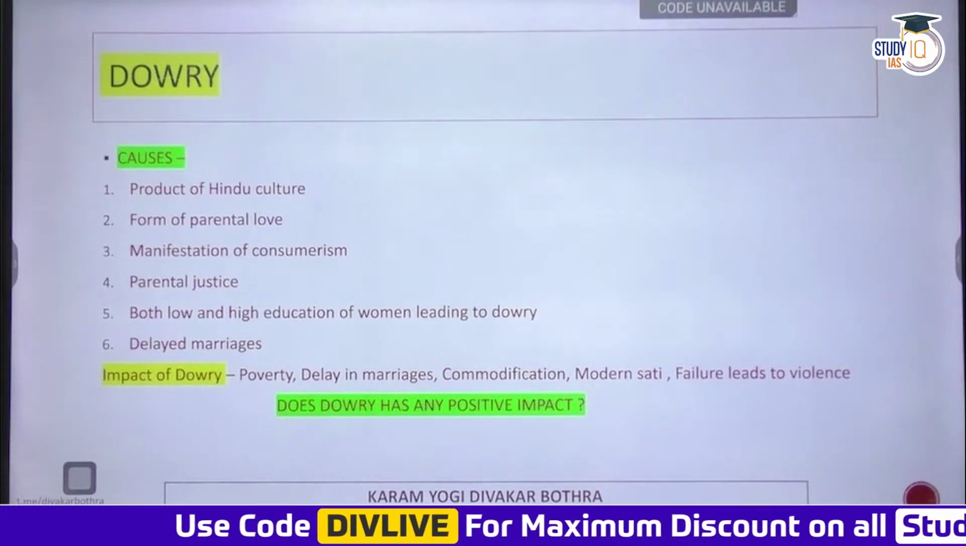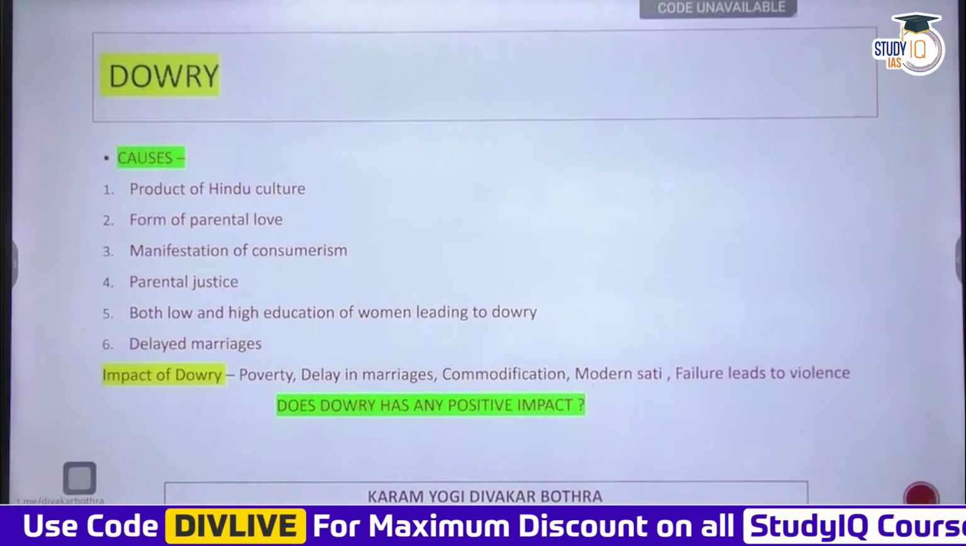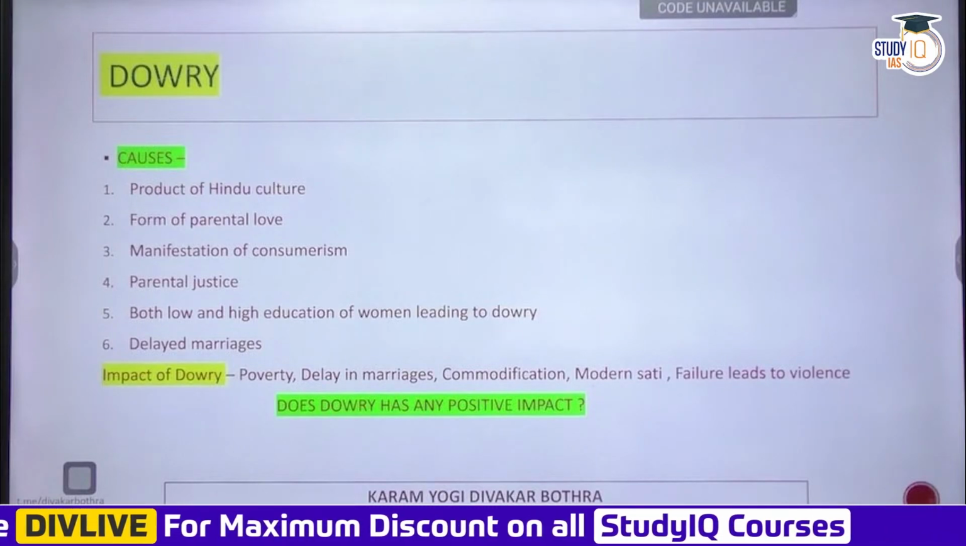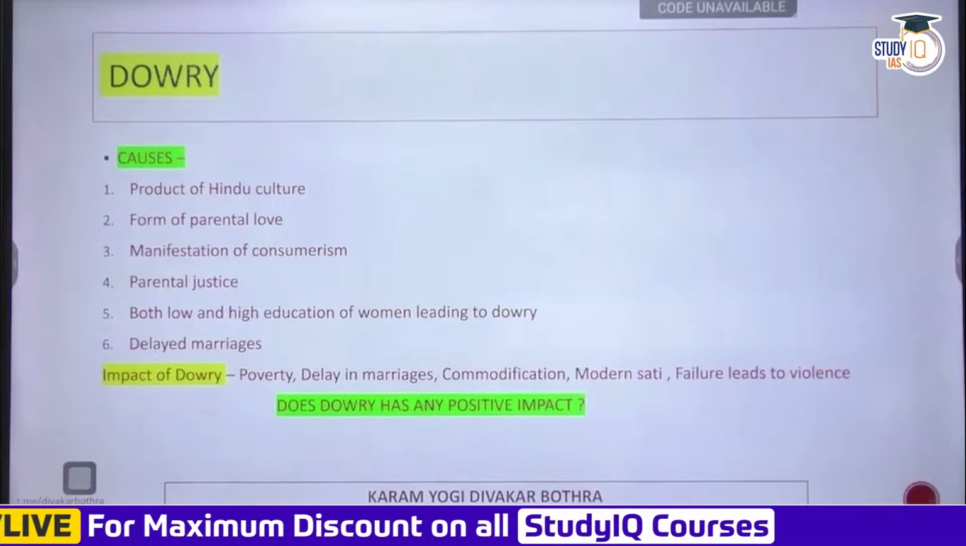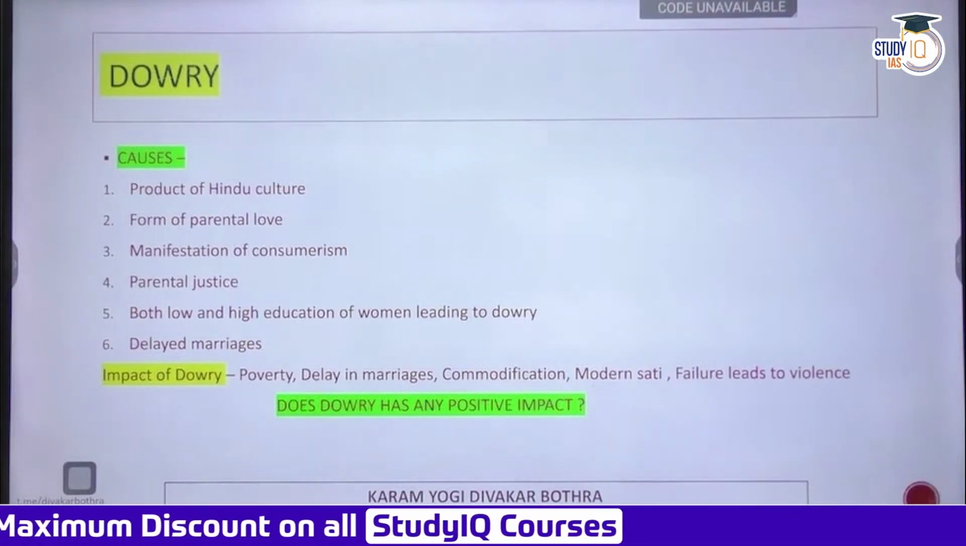Next, delayed marriages. Many times today, when women are becoming more career oriented, they delay their marriages because of education and economics. Now, after a particular age, if a woman wants to get married, she would have to give high dowry because of her late marriage.